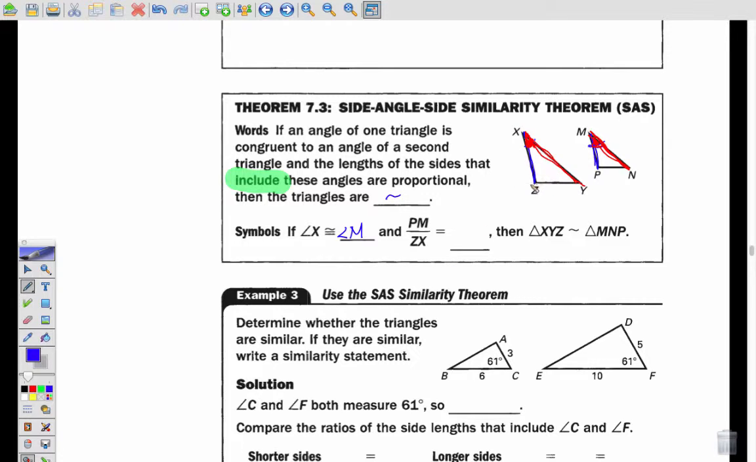So in other words, if PM over ZX is the same, what is it? The red one is NM or MN over XY, then these 2 triangles are similar.